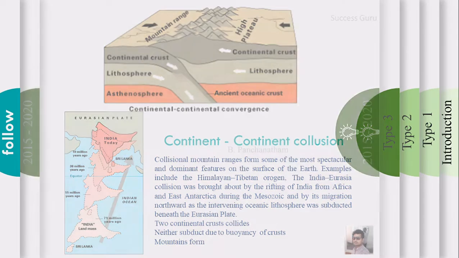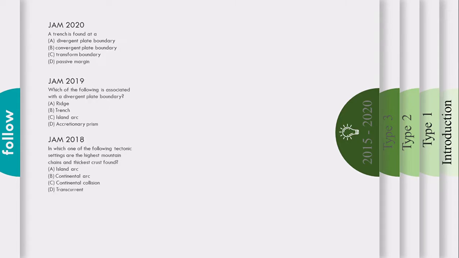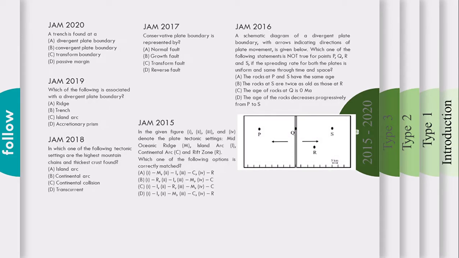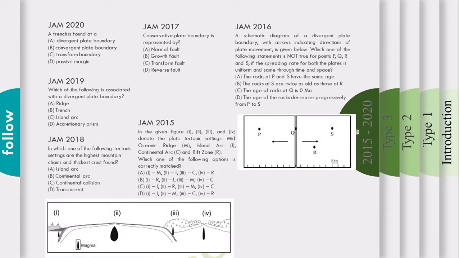And the next thing I already mentioned is that I will be asking a few questions from previous year question papers, right? So these are the few questions. There are almost 6 questions from 2020 to 2016, and every year there is a question from plate boundaries. The first one is from Jan 2020. A trench is found. They had given 4 answers. And if you want to see these questions, I have given a link in my description, so you can just download the questions and see them.